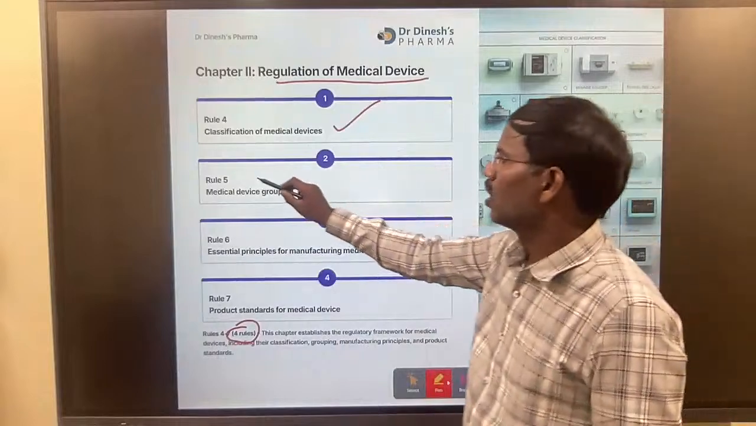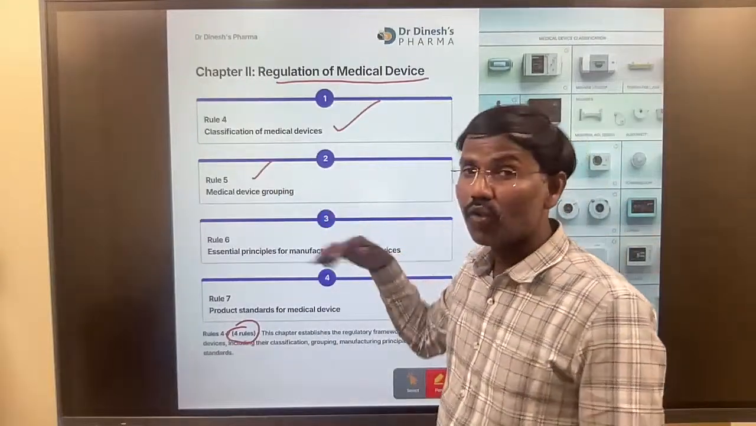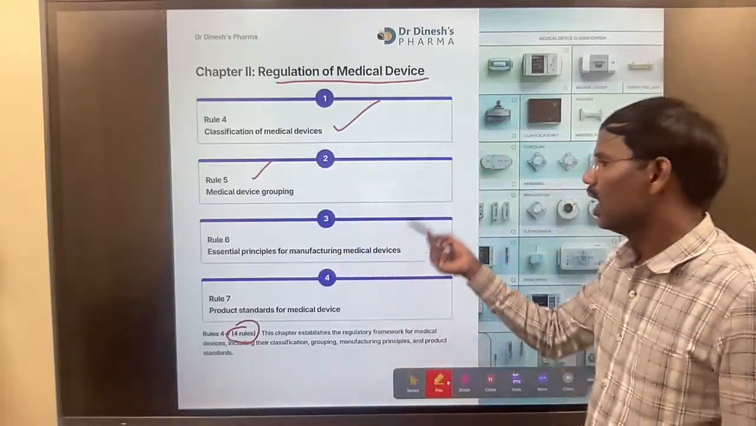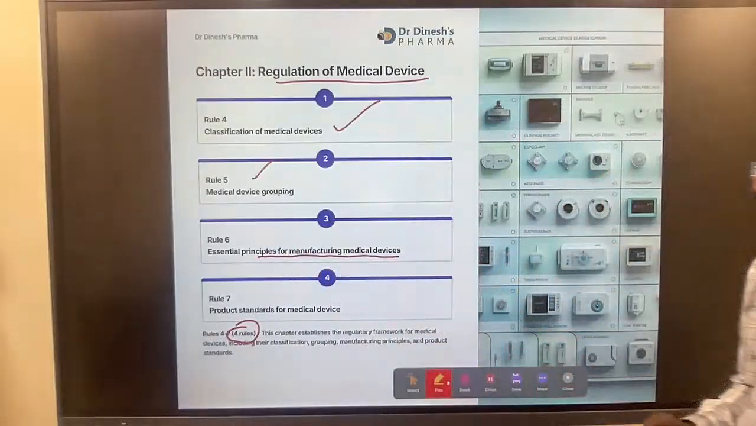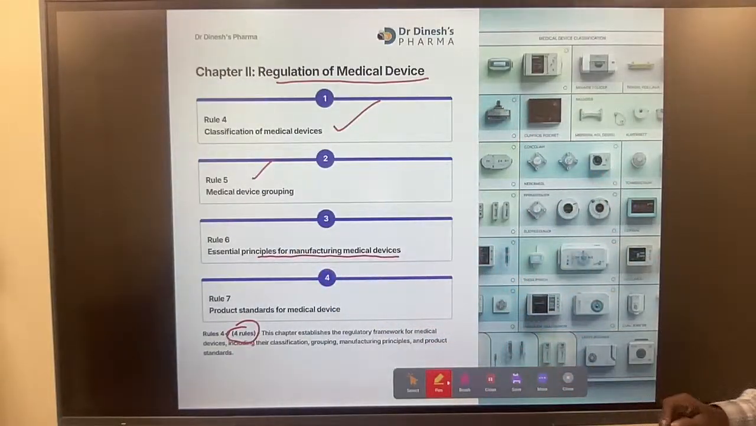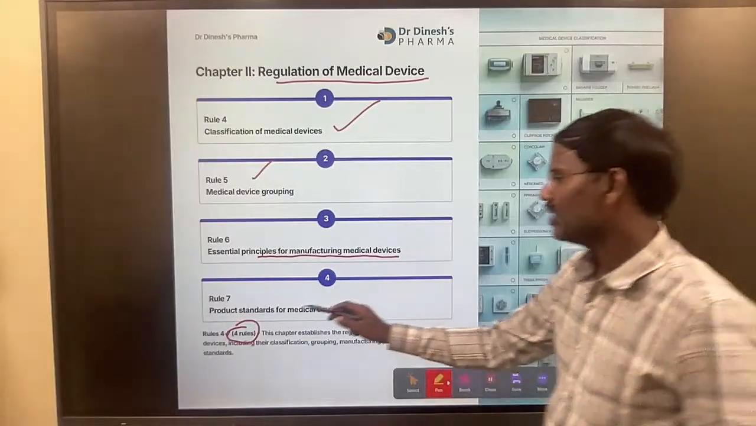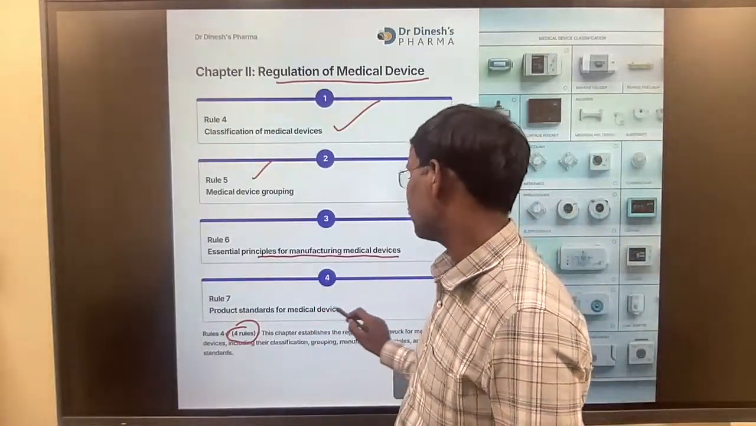Then rule 5, medical device grouping, how we can group medical devices. Rule 6, essential principles for manufacturing of medical devices. And then rule 7, product standards for medical devices.